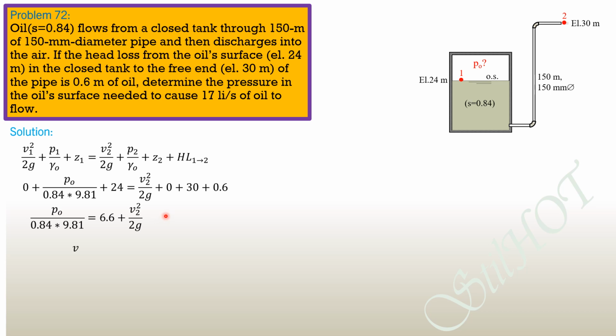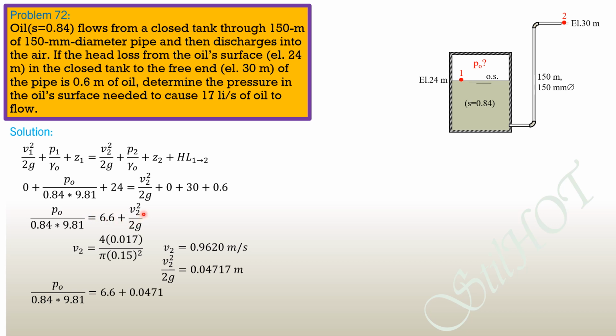Then V sub 2 is 4 times 0.017 divided by pi diameter is 0.15 square. Then V sub 2 is equal to 0.9620 meter per second. Then we square this divided by 2g, which is 19.62. And the value is velocity head at 2 is 0.04717 meter. Substitute into this equation here to solve for PO. So P sub O over 0.84 times 9.81 equals 6.6 plus 0.04717. Finally, P sub O can now be computed and it is equal to 54.78 kilopascals.